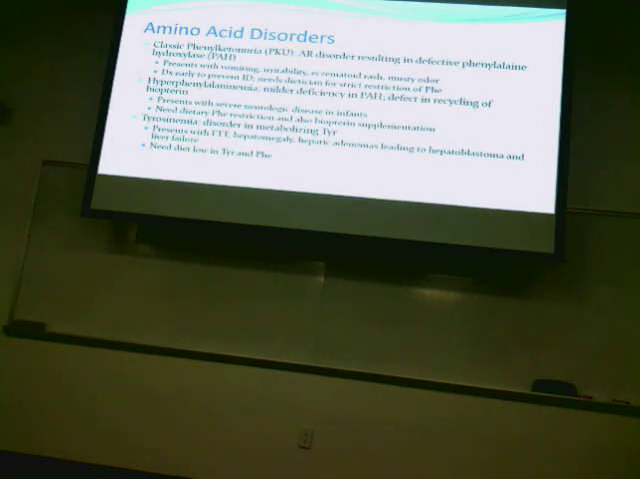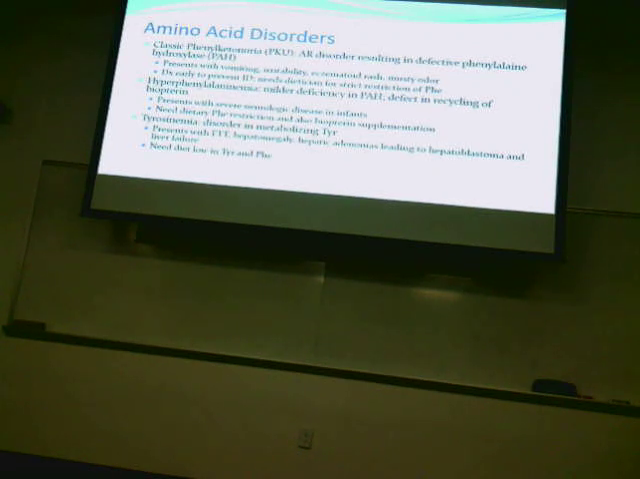So our amino acid disorders: we have our classic PKU, which is autosomal recessive, and this is a defect in phenylalanine hydroxylase. So they have vomiting, irritability, an eczemoid rash, and a musty smell. You diagnose early because if you don't treat this early and they keep getting phenylalanine in their diet, this can cause very severe intellectual disability, to the point that they're non-functional later in life. So you want to diagnose this early, and that's why it's one of those things we look for in a newborn screen. And you need a dietitian for strict restriction of phenylalanine.